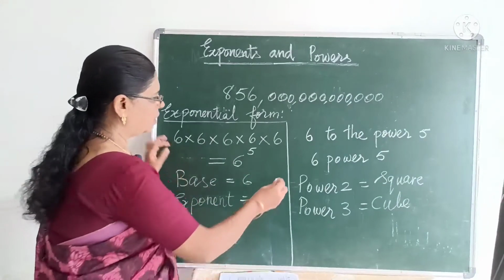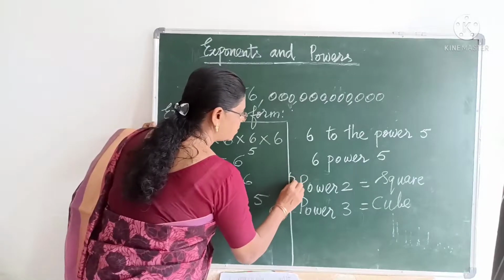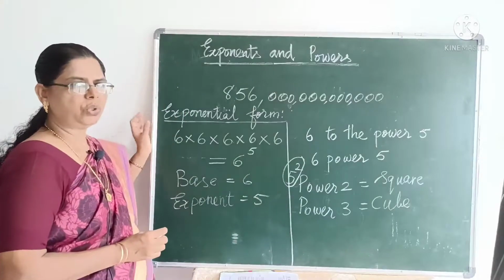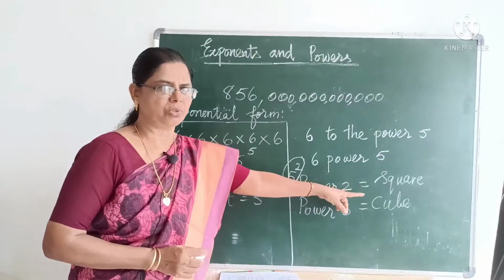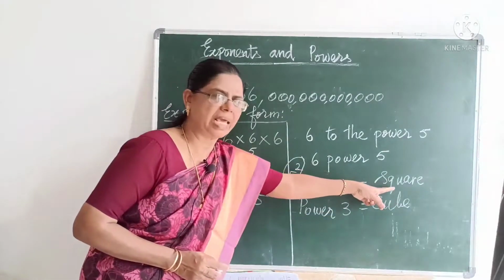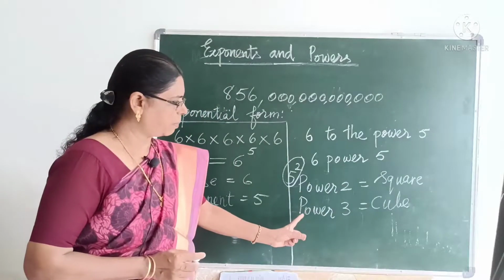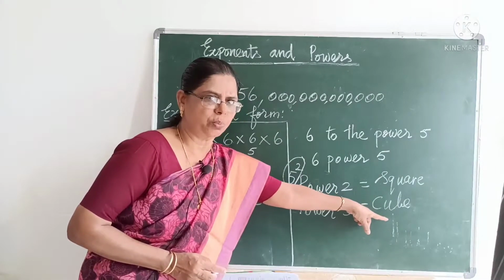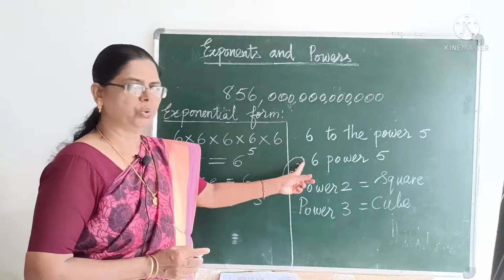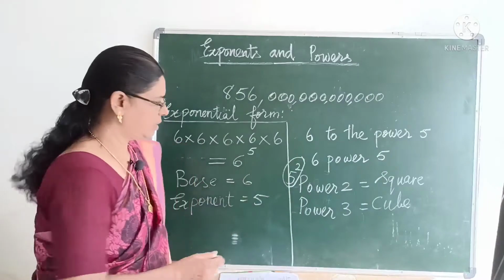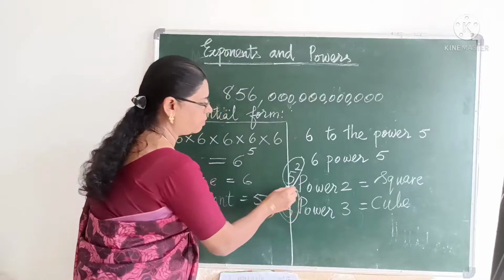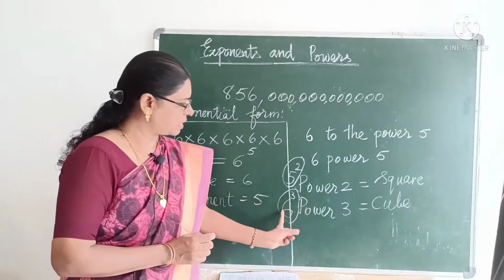See, I write 5 power 2. So, whenever the power is 2, there is a special name to use. You can use this special name, square. For power 2, use the name square, and for power 3, use the word cube. So, how will you read this one? Instead of telling 5 power 2, you can say 5 square. And here, instead of telling 6 power 3, say 6 cube.